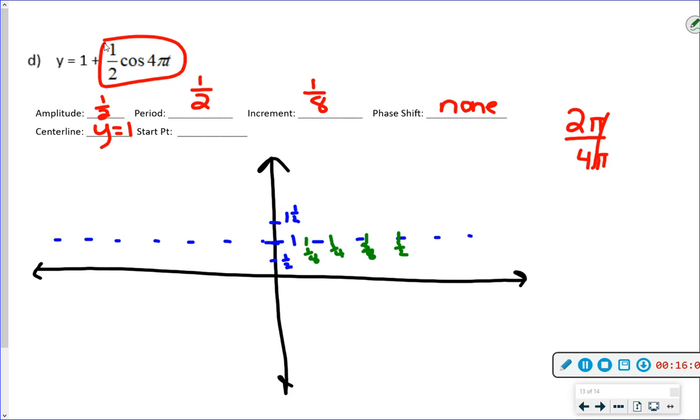And of course we have cosine here. Let's draw it in red. Cosine starts at A. Now we're a half up from our new center line, so we're starting up here at 1.5. So I'm going to list my starting point. I'm at 0, 1.5. Back to my center line, down a half, center line, up a half.